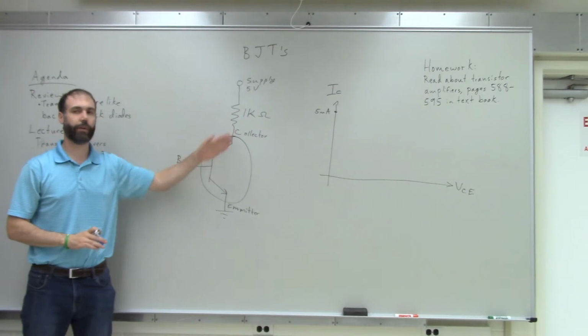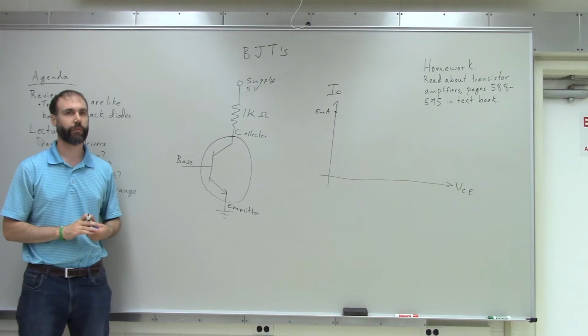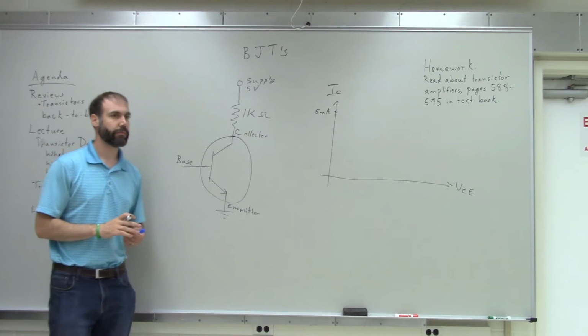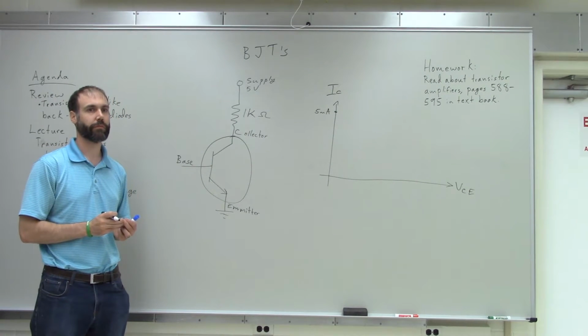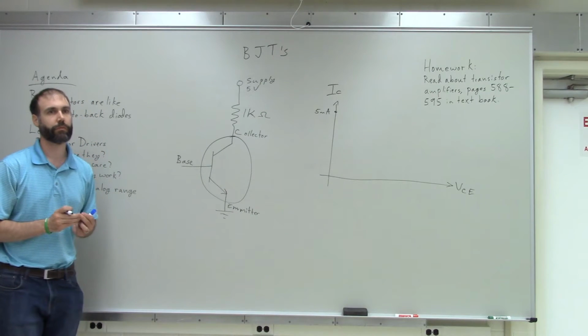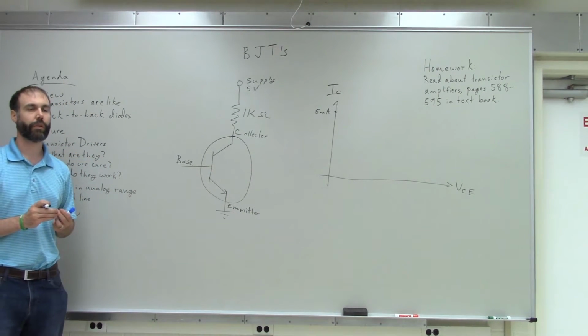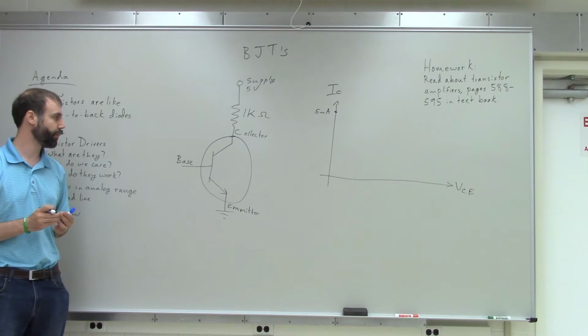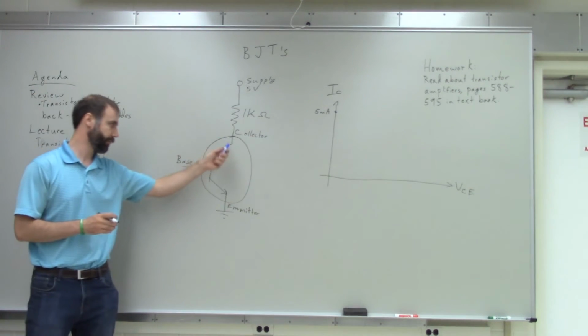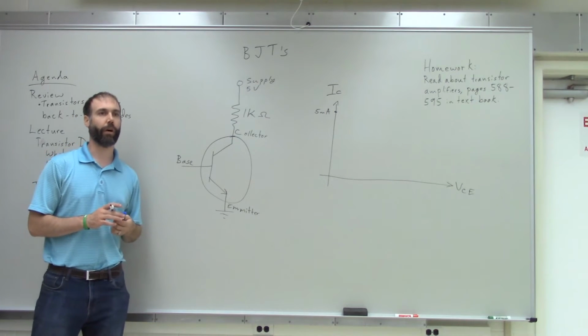flowing through into the collector, right? So from the collector to the emitter, there's no voltage drop on the transistor? That's right. There's no voltage drop when the transistor is fully on.